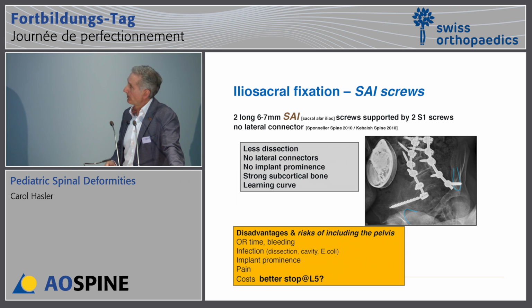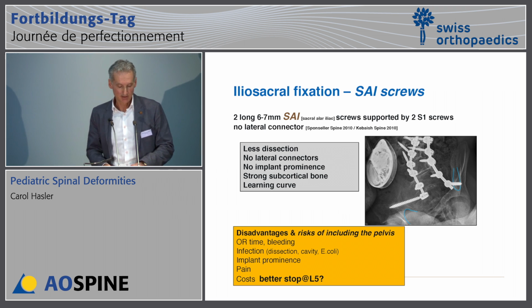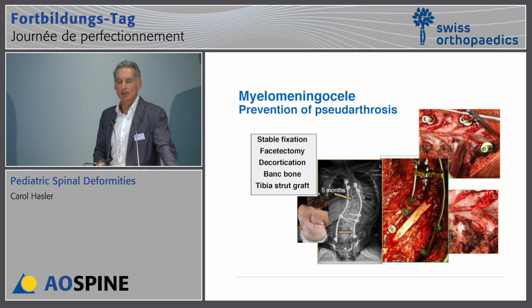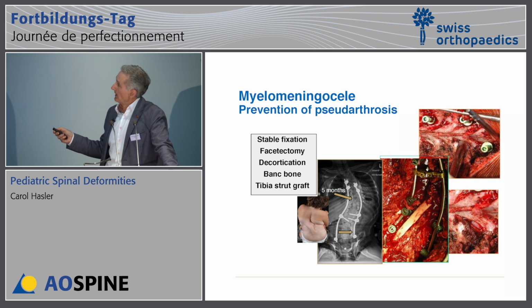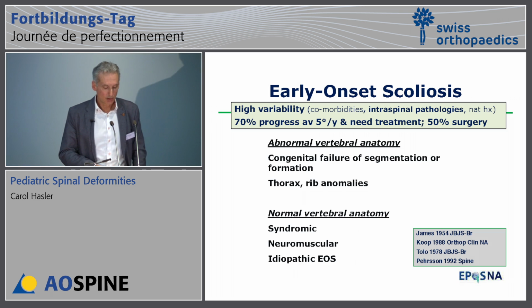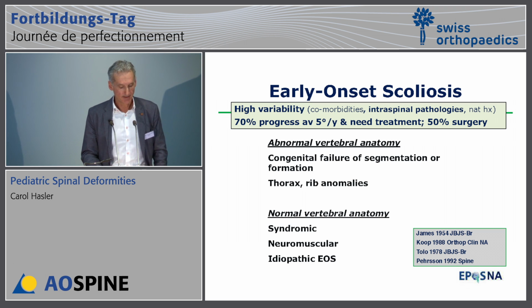So you have to think to stop at L5. If L5 is deeply seated and horizontal, you can think about stopping at L5. One special issue is to get a solid lumbosacral fusion in myelomeningocele patients, because there you have a lack of posterior elements, and it's difficult to gain fusion from the lumbar spine to the ilium. So here we prefer to put autologous tibia strut grafts in with a direct connection from the pelvis to the lumbar spine.